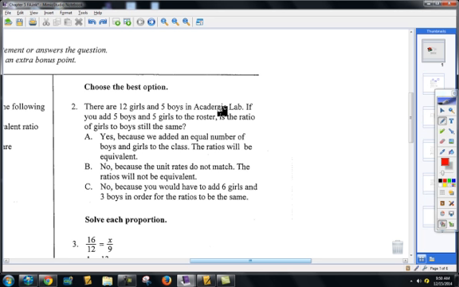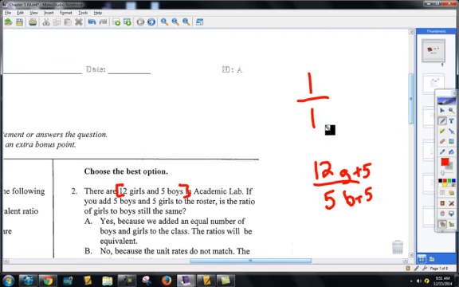Okay? Now, when you see this right there, isn't that just your fake ratio, guys? You know that you're talking about 12 girls to 5 boys. Okay? If you add 5 boys and 5 girls to the roster, is the ratio of girls to boys the same? Well, most of you are like, well, can you ever add the same amount to both the top and the bottom and get an equivalent ratio? No. Unless you had a 1-to-1 ratio, right? That's the only time you could add the same amount. But I think you guys see this word "add," and you're getting a little bit off.